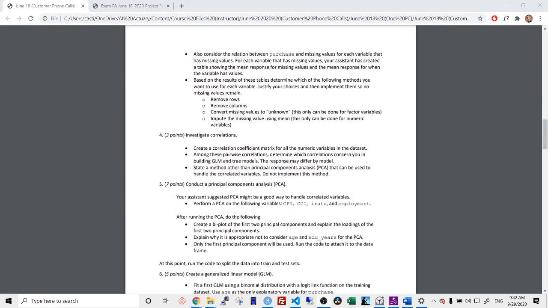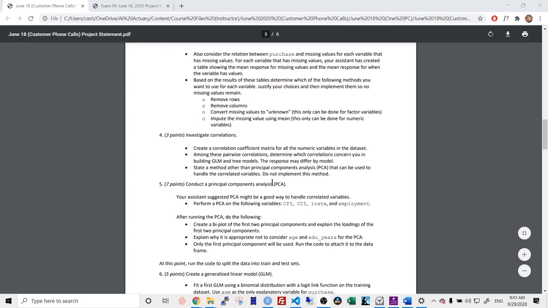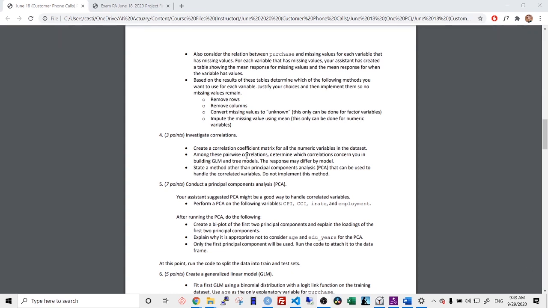Task 4, 3 points. Investigate correlations. Create a correlation coefficient matrix for all the numeric variables in the dataset. Among these pairwise correlations, determine which correlations concern you in building a GLM and tree models. The response may differ by model. State a method other than principal component analysis that can be used to handle the correlated variables. Do not implement this method.